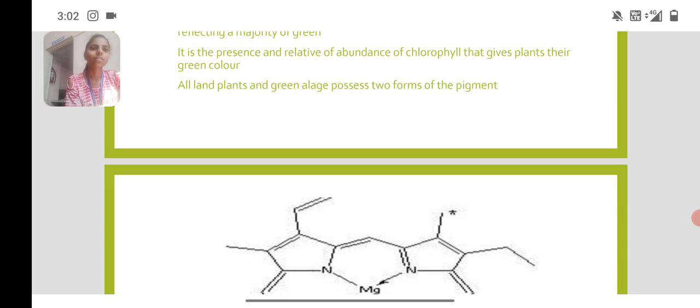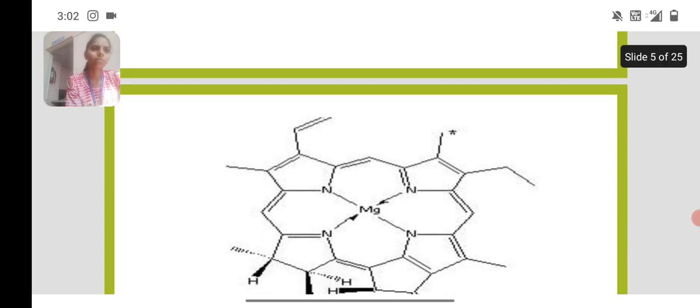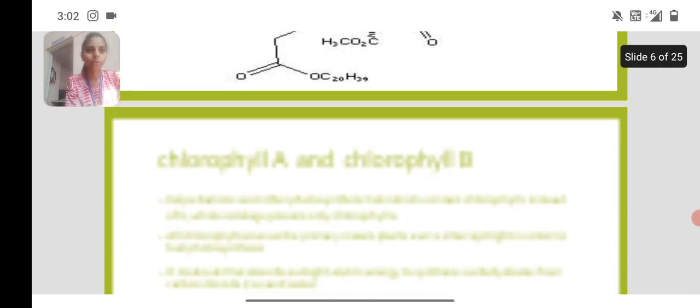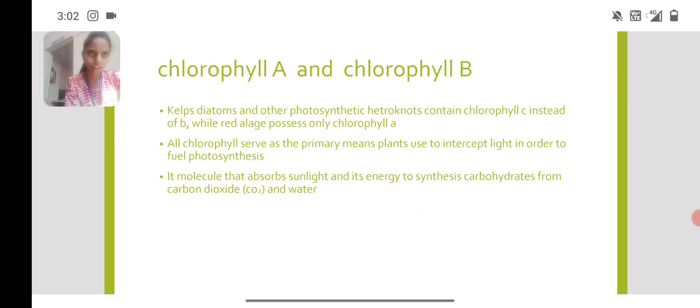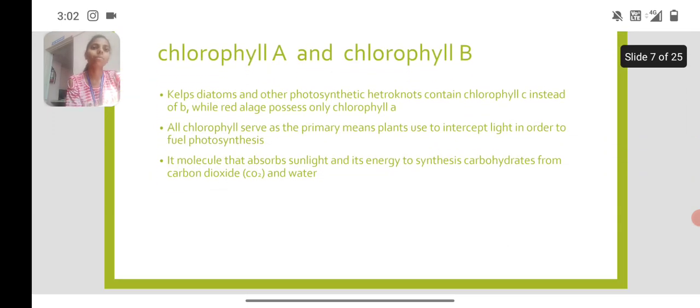All land plants and green algae possess two forms of the pigment. This is the structure of chlorophyll pigment. Then, chlorophyll pigment has two types, chlorophyll A and chlorophyll B. Kelp, diatoms and other photosynthetic heterokonts contain chlorophyll C instead of B. Red algae possess only chlorophyll A.